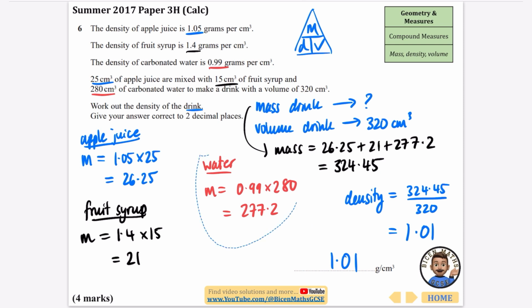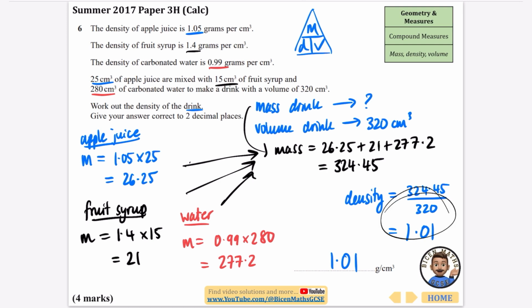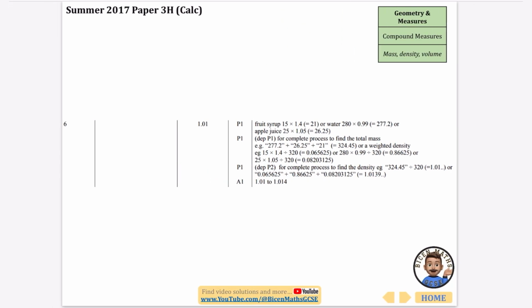So notice how we had to work out all of these masses first of all, and that told us what the total mass was. So these things combined together to give us the total mass, which means I could do the final calculation of the density. And we do have 1.01 here as well.